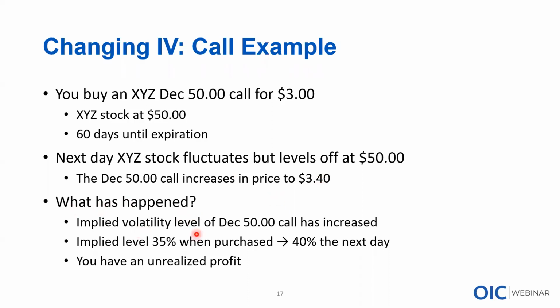And what has happened? Implied volatility has increased, and that is likely due to some kind of event or new information that has come into the market that has driven more buyers of these call options. Maybe more buyers for all the options on this stock, but maybe more buyers of call options to the upside. More buyers means option prices are going to go up. Market makers aren't just going to keep selling at the same level. They're going to increase those prices, and that drives implied vol higher, and you would have an unrealized profit just simply from implied volatility going higher.